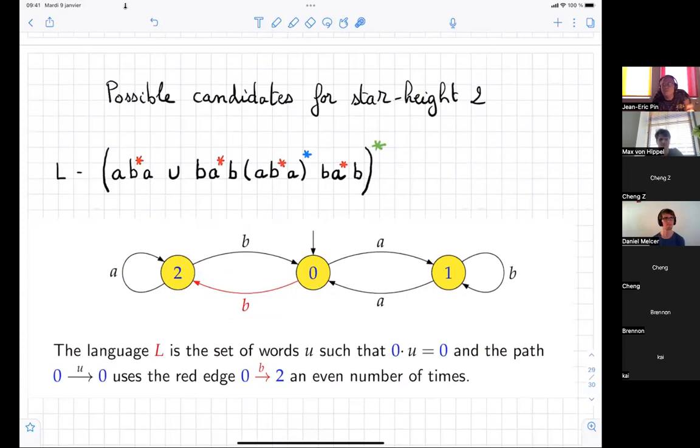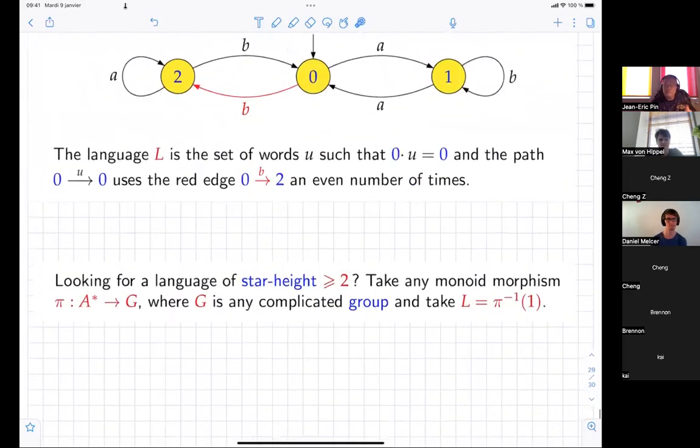If you want to practice, more generally, as you said, group languages are a good candidate for star height. If you want a complicated language, take a complicated group, of size at least 12, take any monomorphism from A star to G, and take the inverse image of 1 under this morphism. You should find a rather complicated language.